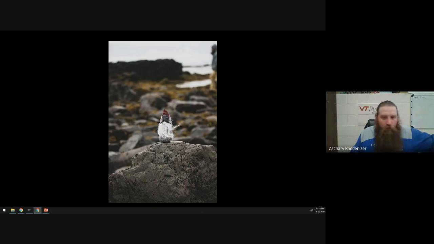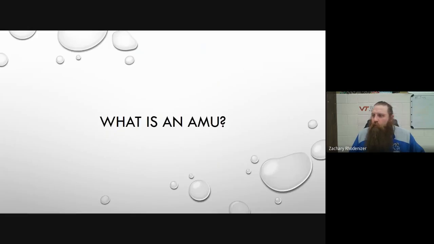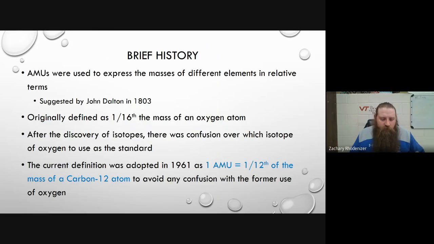Right, so quick video on atomic mass units and grams and what the difference in the two are, why we use grams, and just a little further clarification from last year. As you probably remember, when we did average atomic mass last year, we did talk about the fact that the masses on the periodic table are given in AMU.